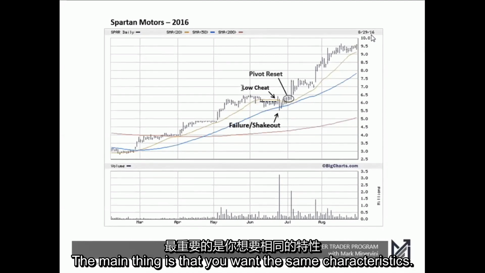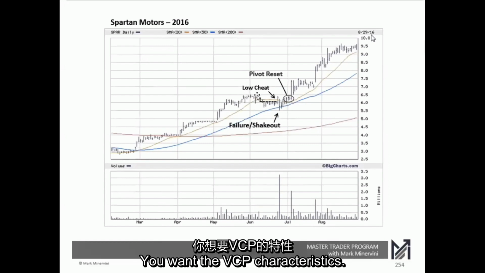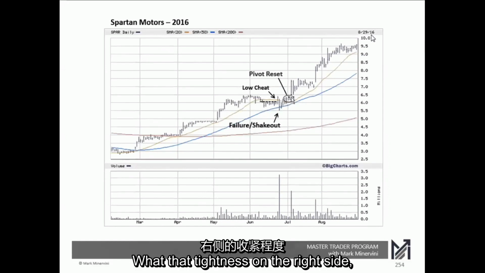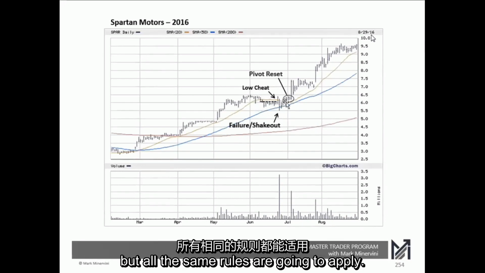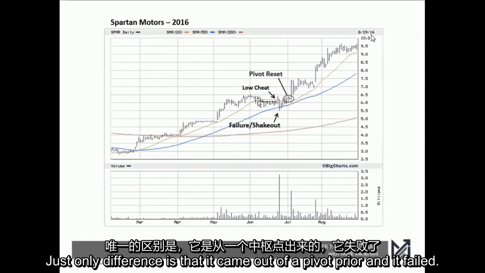The main thing is that you want the same characteristics. You want the VCP characteristics. You want that tightness on the right side. Having a shakeout below the low is perfectly normal, but all the same rules are going to apply. The only difference is that it came out of a pivot prior and it failed.